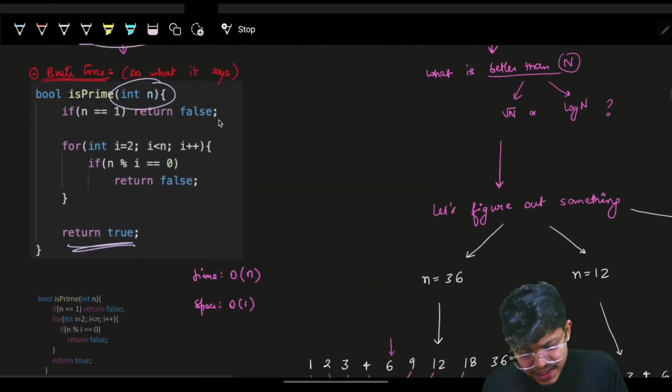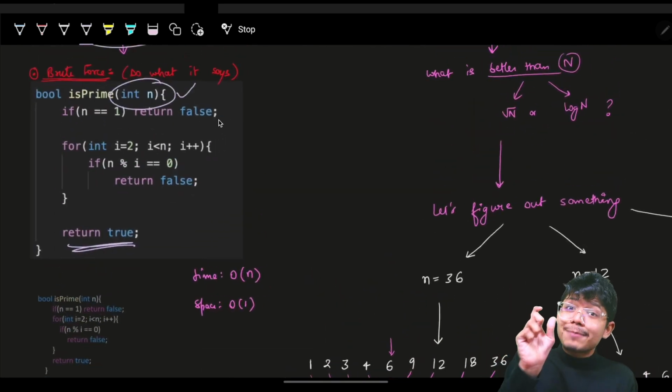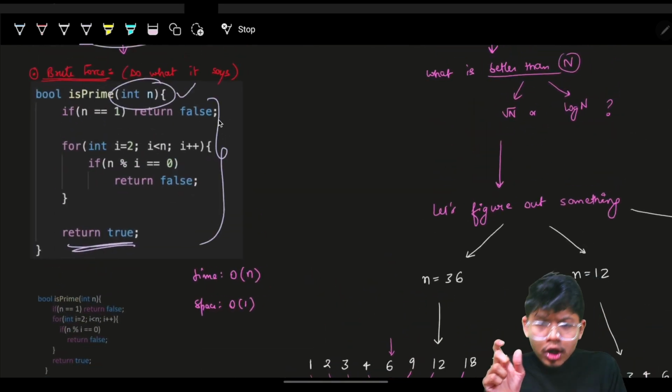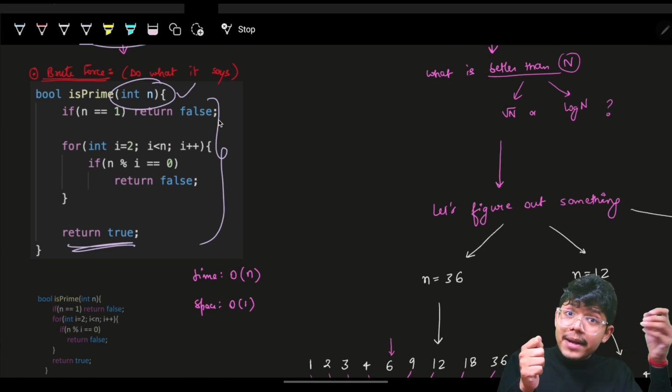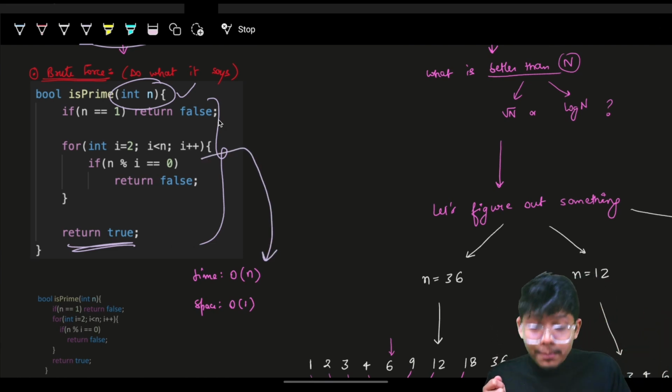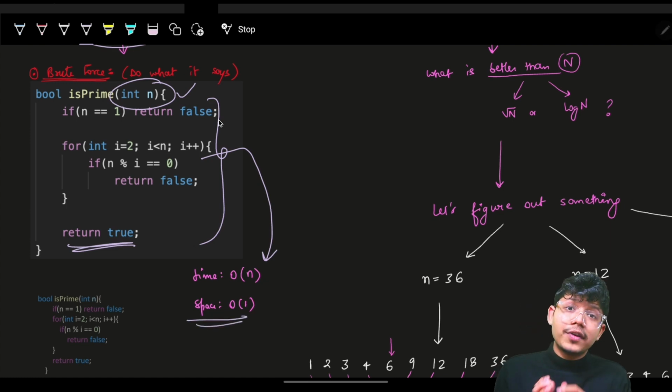So you can simply see I am iterating to check if a number n is prime or not. I am iterating over every number, which means 2, 3, 4, 5 up till n minus 1. So it is nothing but O of n complexity. Space is O of 1 because we are not using any extra space.